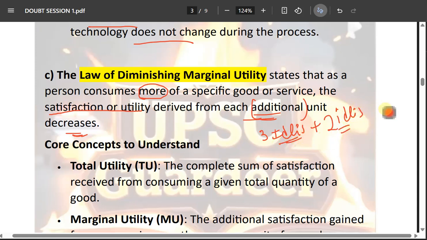Again, he will put 2 idlis. So here I was satisfied, 100% happy. Now I will feel it is overrated. My stomach is full and it will come to 80% happy. If my friend puts 2 more idlis, I will say, oh my god, it's heavy. So 20% I will be happy. So the happiness, or the satisfaction, or utility is decreasing here. That is what the law of diminishing marginal utility is saying.